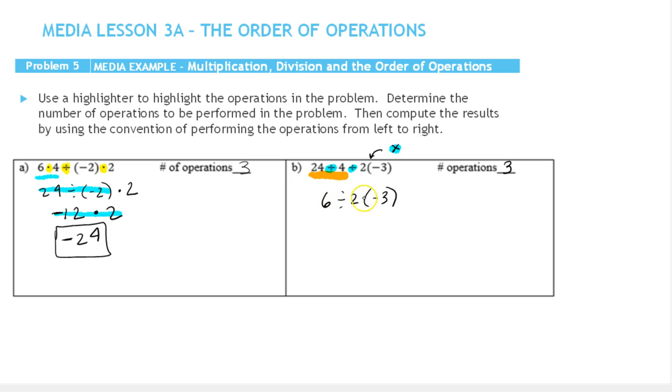Next, we have division and this implied multiplication, so we do the division first. 6 divided by 2 is 3. And we bring down the times -3. And now we have 3 times -3. Well, 3 times 3 is 9, and a positive times a negative is negative. So our final result is -9. Checking, there's 1, 2, 3 steps, and it looks like I did them all.